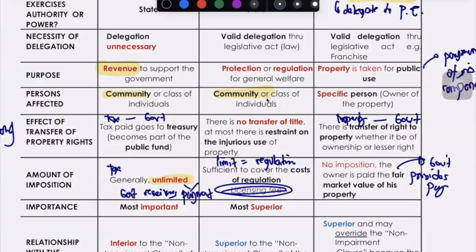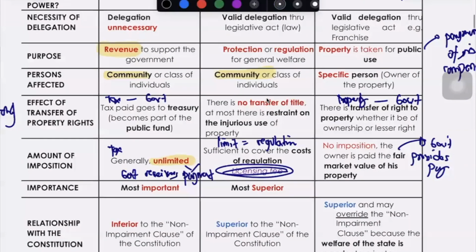Next, as to importance, taxation is the most important. Why? Because without taxation, the government cannot run. As you already know, taxation is the lifeblood of the state or the government. As to the power, it is the police power which is the most superior. Why? Because again, this is more of regulation for general welfare laws.